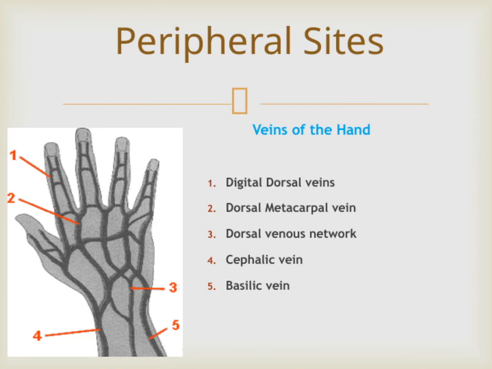Let's take a closer look at the veins of the hand. First, we have the digital dorsal veins, which run along the backs of the fingers and help drain blood from the fingertips. Moving inward, the dorsal metacarpal veins are located on the back of the hand and drain blood from the dorsal venous network. Speaking of which, the dorsal venous network is a web of interconnected veins on the back of the hand, playing a key role in venous drainage.